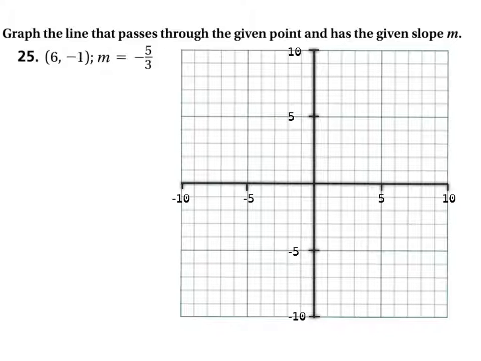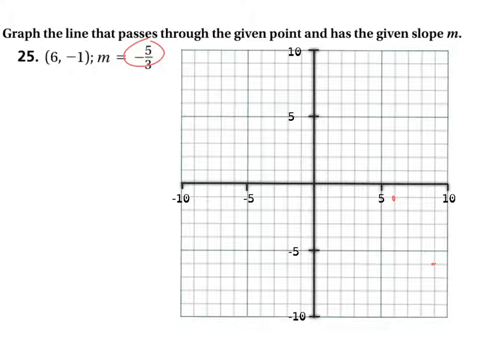Okay. Now the slope says rise negative 5, run 3. If we rise negative 5, we're going in the negative direction. 1, 2, 3, 4, 5. And then run 3. 1, 2, 3. And we can put a point right there. Rise negative 5, run 3. And all we need is 2 points and we can connect them.